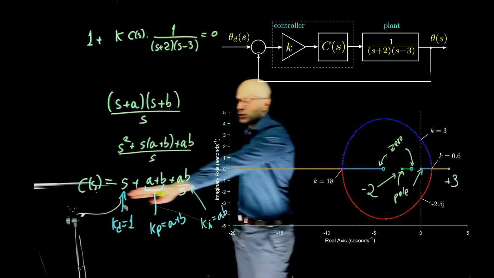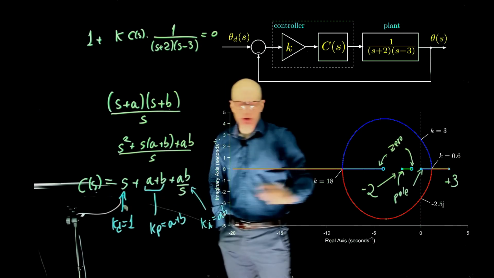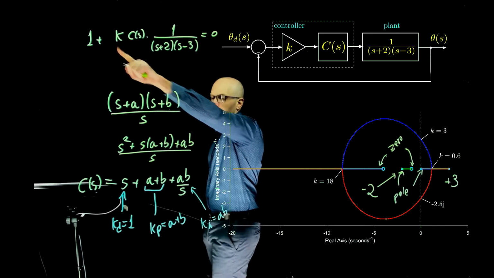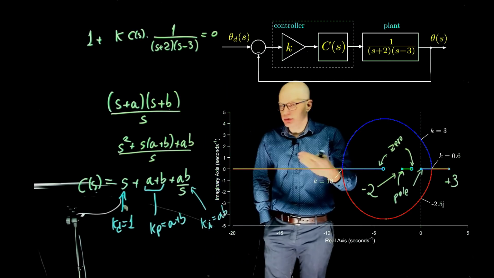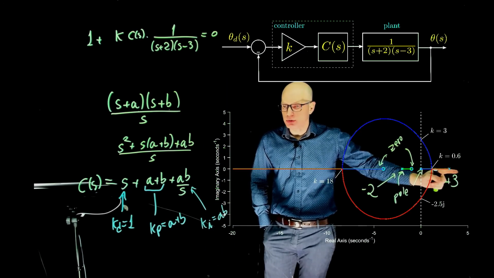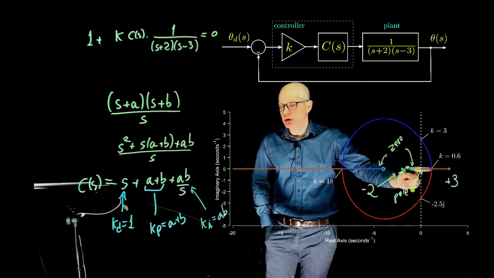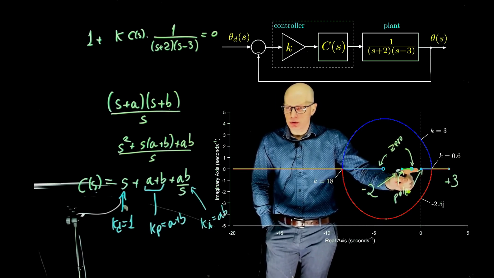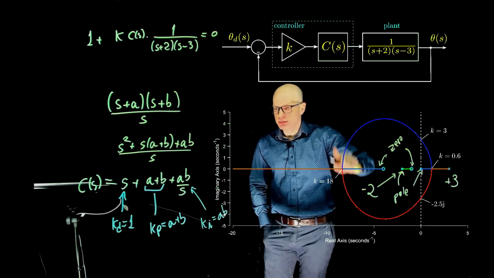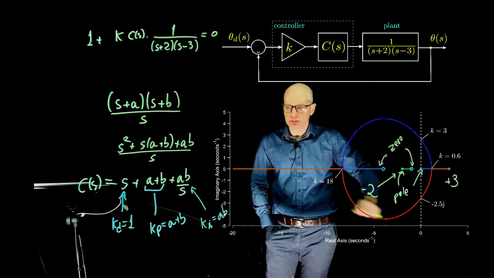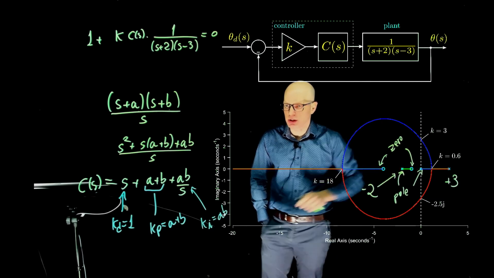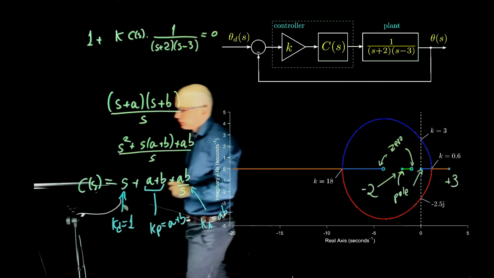As we use C of S as shown, A and B are just the values where they are placed, and K now is increasing from 0 to infinity. So as it increases, this pole comes here, it travels downwards. This pole goes there, travels this way, and that to the zero, and this pole travels to the zero. Like that. So that's false.